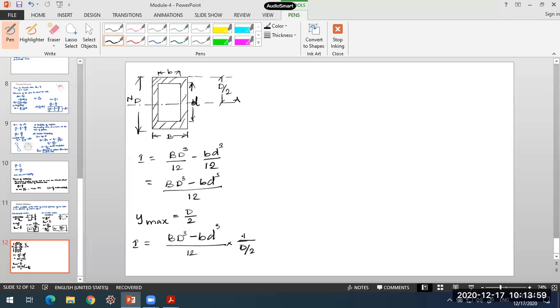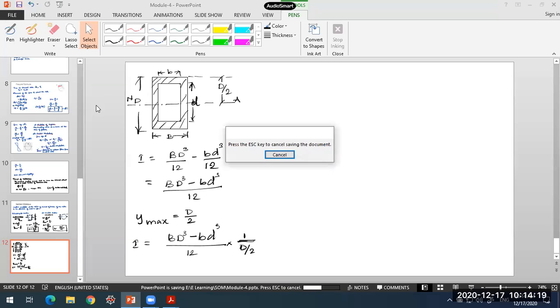So this is how you determine the section modulus for any given cross section. That is a property that will be required in our problems. I hope you understood the procedure for determining the section modulus over here.